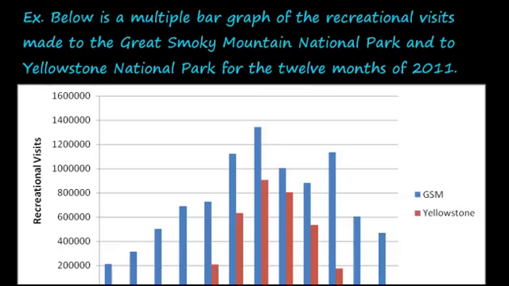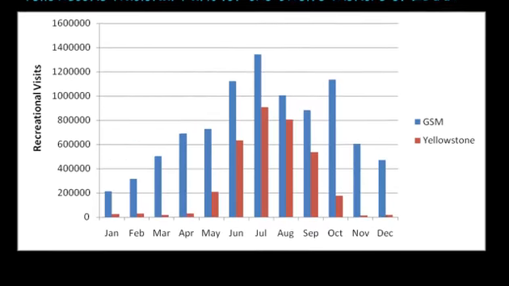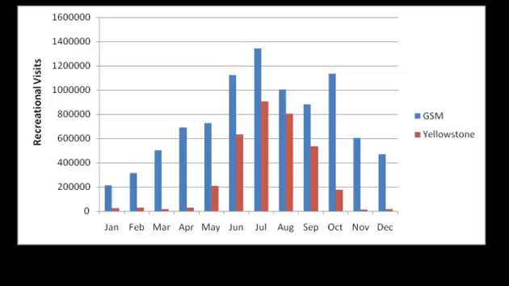Okay, here is our multiple bar graph. We just want to talk about this a little bit and see what kind of information we can take away from this graph. So, what do we think? What do we see here visually with respect to the distribution of the data or the shape of the data?